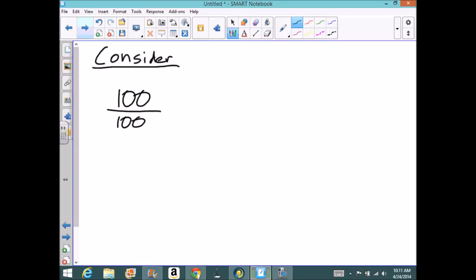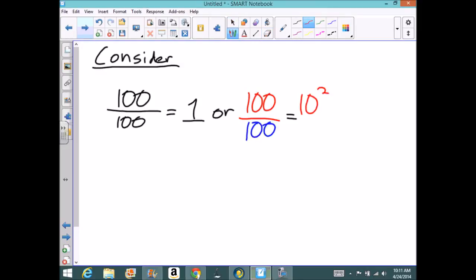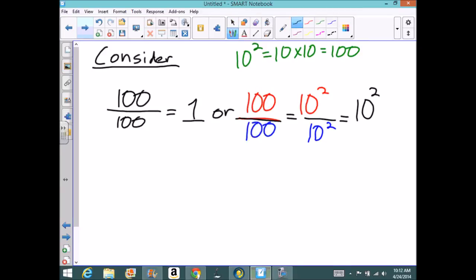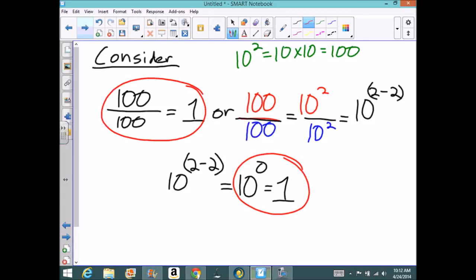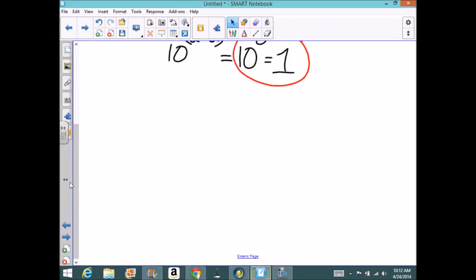What about 100 over 100? Well, that's going to equal 1, because 100 divided by 100 is 1. But if I use that same shortcut that I just used with the powers or exponents, I could think of this as 10 squared, because 10 squared is the same as 10 times 10, which equals 100, over 10 squared. Well, if I use that same shortcut, I have 10 raised to the 2 minus 2, which is 10 to the 0 power, which equals 1. That's why 10 to the 0 power equals 1.